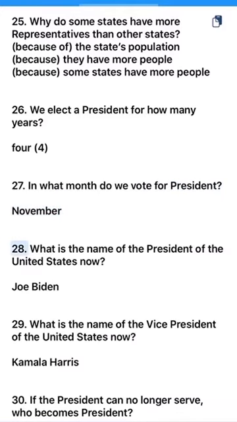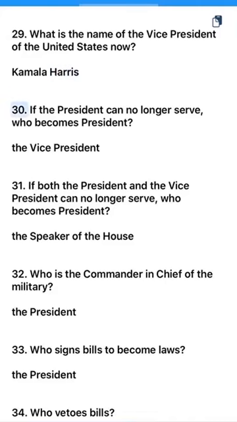27. In what month do we vote for president? November. 28. What is the name of the President of the United States now? Joe Biden. 29. What is the name of the Vice President of the United States now? Kamala Harris. 30. If the President can no longer serve, who becomes President? The Vice President. 31. If both the President and the Vice President can no longer serve, who becomes President? The Speaker of the House.